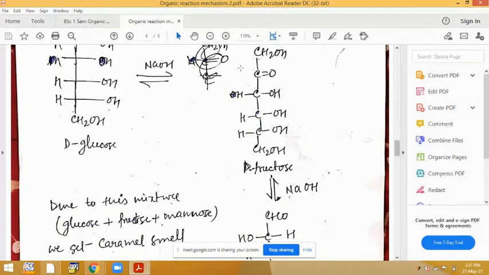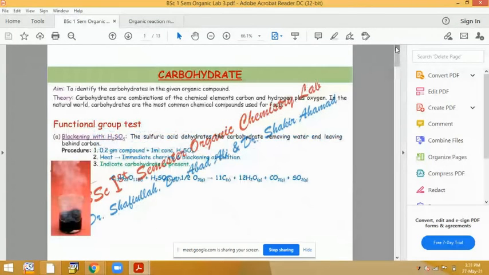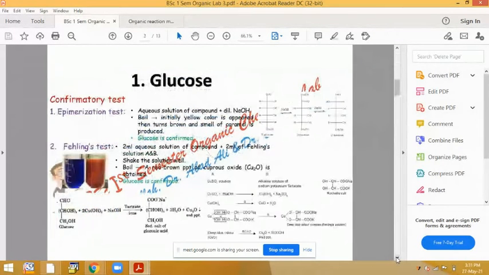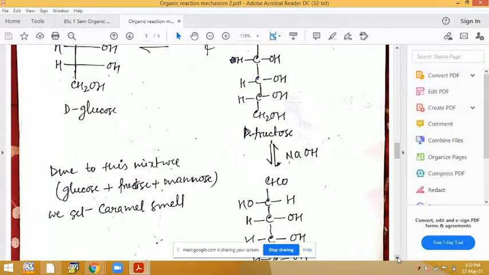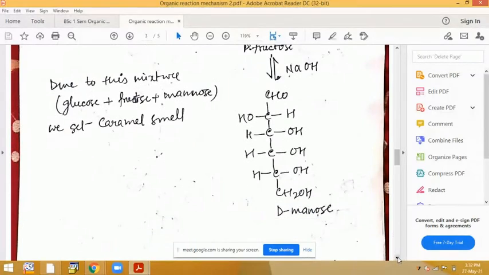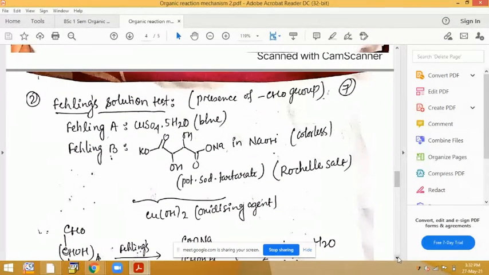And the second one is the Fehling solution test. In the Fehling solution test, you will see what Fehling solution is. Fehling solution is composed of Fehling A and Fehling B, and Fehling A is generally copper sulfate. In your viva, you may be asked what Fehling solution is. So you have to answer: when you take equal volumes of Fehling A and B and mix them, this forms the Fehling solution.